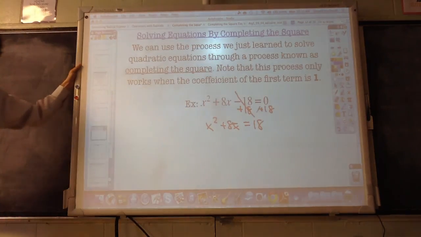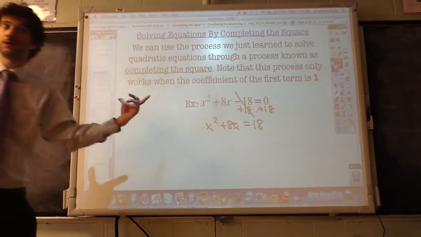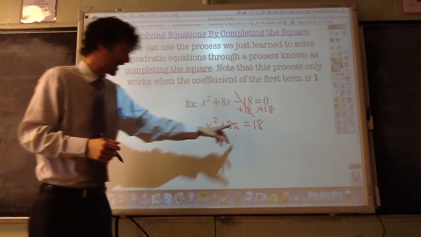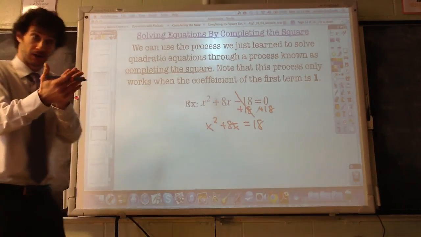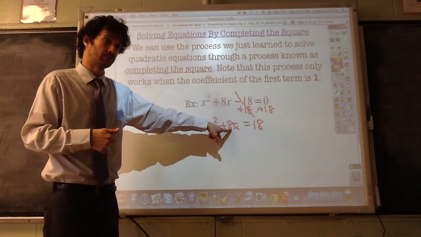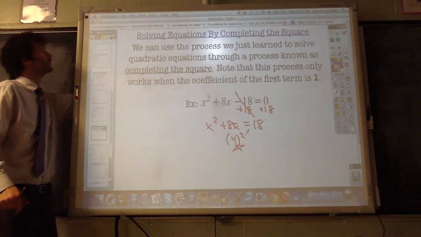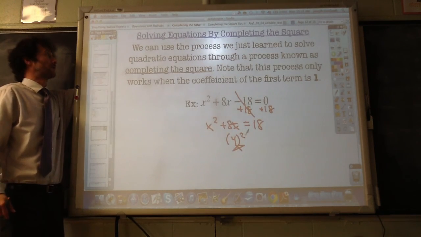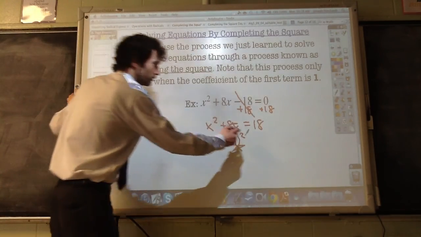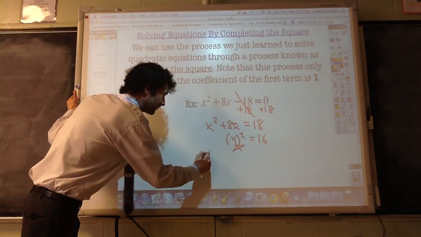Now, I want to turn the left side of this problem into a perfect square trinomial. That's why it's called completing the square, because I'm going to add something to this side in order to make it a perfect square trinomial, and we just learned how to do that, right? I take half of b, which would be 4, and I square it, which gives me what? 16. So that is the number that will complete this perfect square trinomial. So I've got 16. Now, I'm going to add that 16.